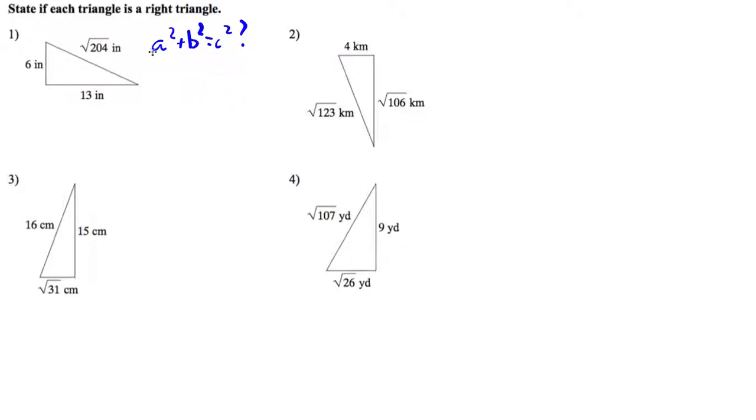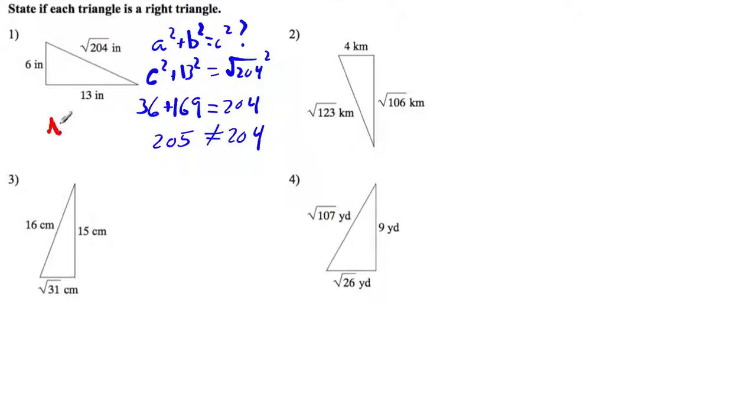So let's actually set it up. So we get 6 squared plus 13 squared is equal to root 204 squared. So this is 36 plus 13 squared, which is 269, I want to say. So 13 squared, 169. I have not had enough coffee yet. Equals 204. So 169 plus 36 is equal to 205. That does not equal 204. So this is not a right triangle.